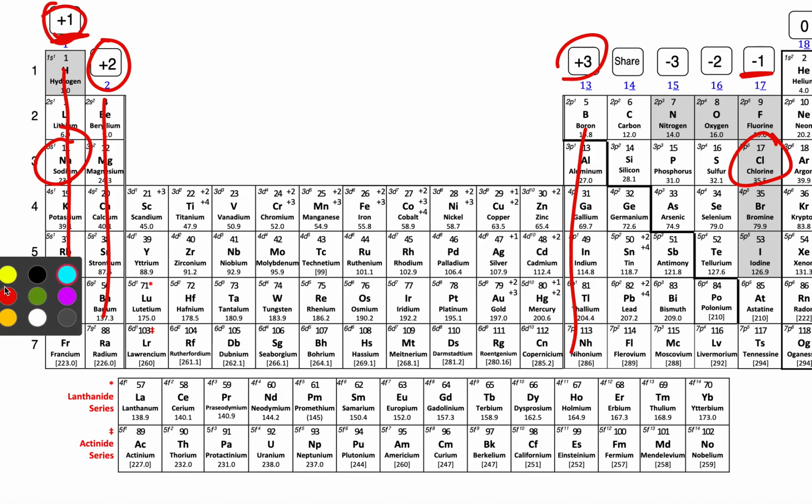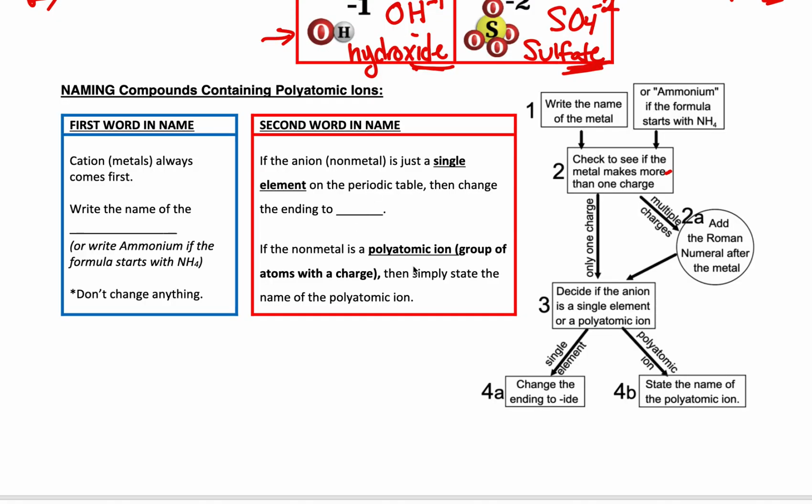But if you look at these guys, remember in the middle, the D block and some of these elements over here, you actually have to look up to see, do they make more than one charge? Or do they just make one charge? Because if they make multiple charges, then you have to add a Roman numeral. But if it's just one, then that's all you do. You just write the name of the metal and then you move on.